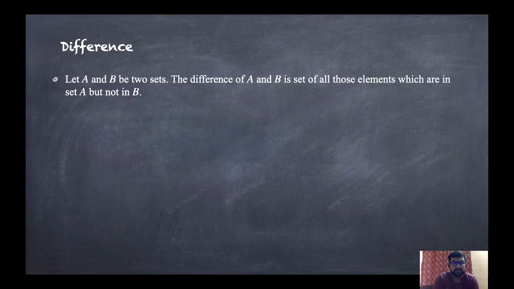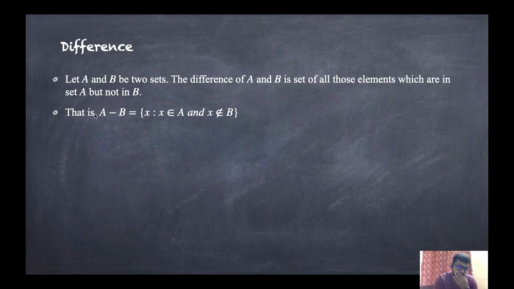Now what is the difference of two sets? Let A and B be two sets. The difference of A and B is the set of all those elements which are in A but not in B. It is denoted by minus, so A minus B is the set of all x such that x belongs to A and x does not belong to B. That means which are in A but not in B.